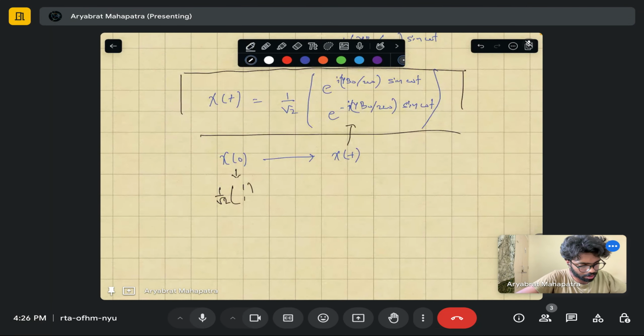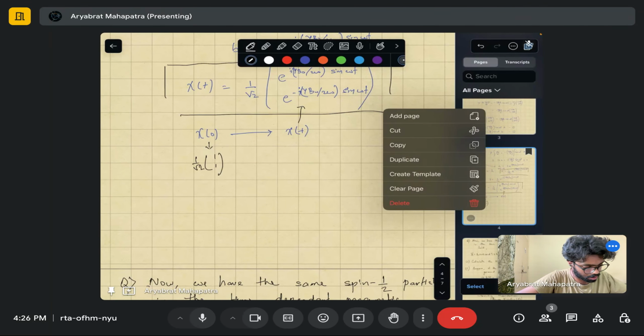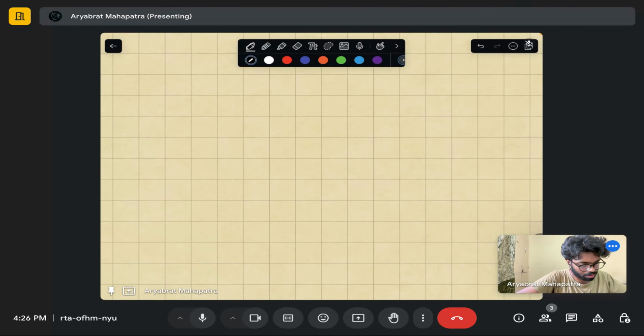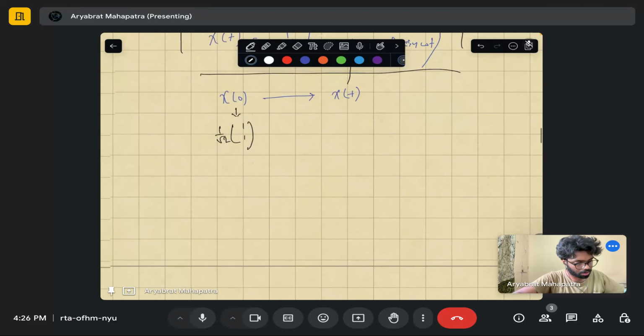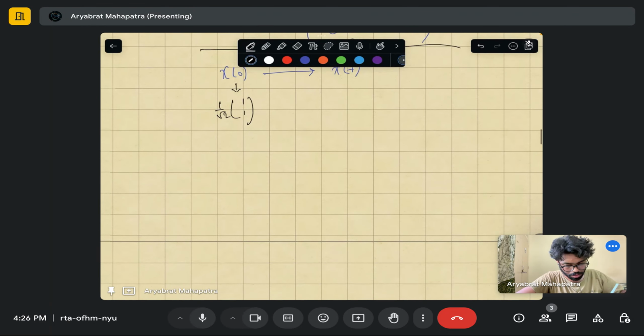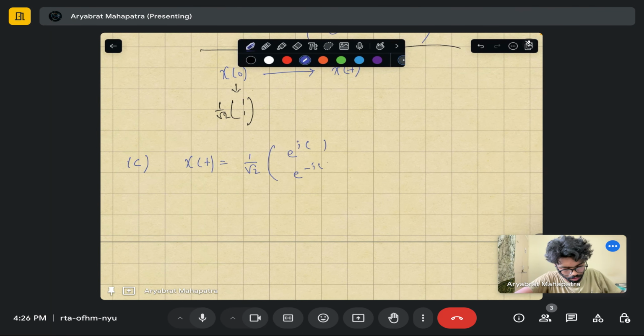Yeah, we can start it. So we have chi of t as 1 over root 2 exponential iota, this vector is there, sine omega t, sine omega t.